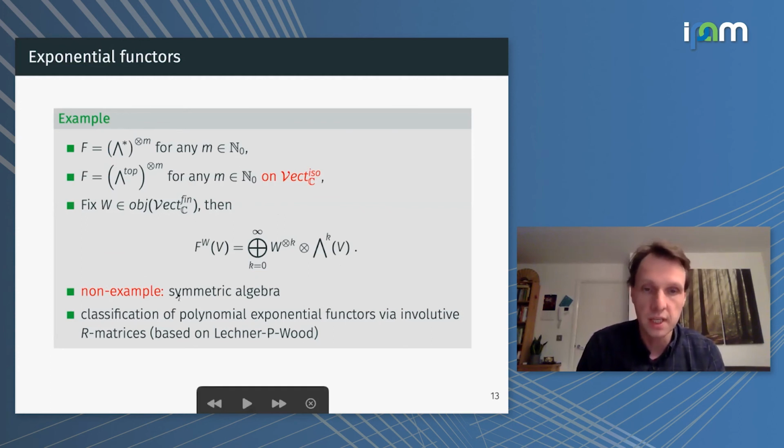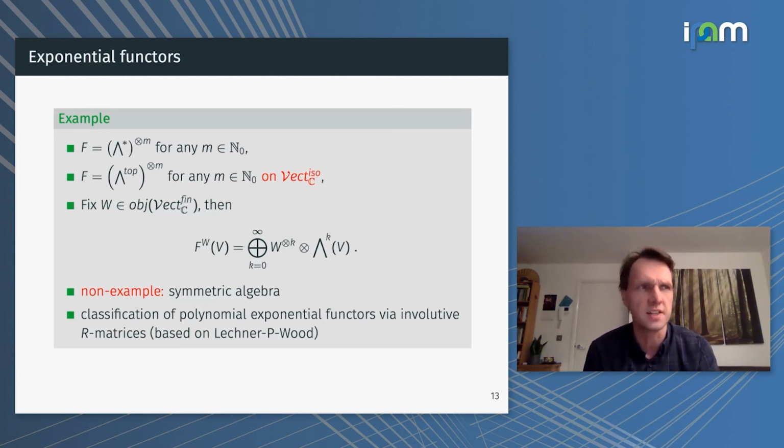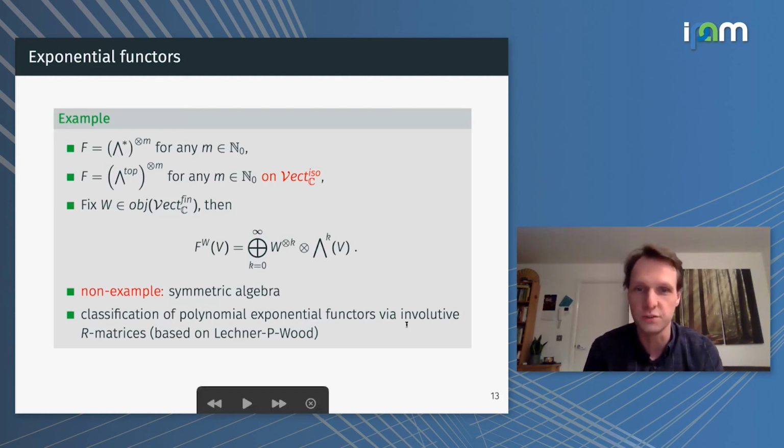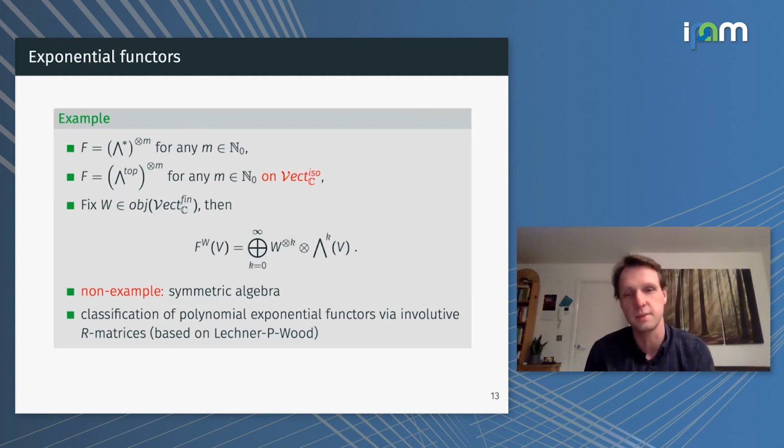And there is a class of functors on vector spaces that was first analyzed, I think, by McDonald. And he called these polynomial functors. And among these functors, I can classify the exponential functors, which leads to the slightly awkward statement that I can classify the polynomial exponential functors. The classification is via involutive R matrices, and that's based on joint work with Gandalf Lechner and Simon Wood here in Cardiff.